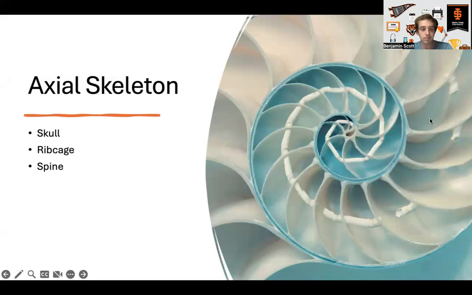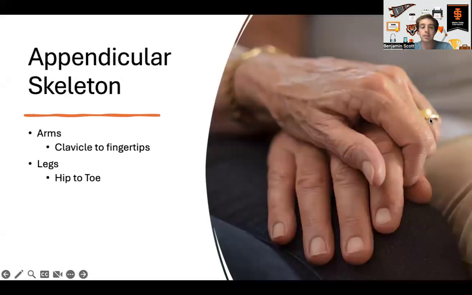So, your appendicular skeleton is everything in your arms. That starts at your clavicle and goes all the way to your fingertips. That includes your humerus, and just all the other bones, the ulna and radius, all the little fingers in your hands. The legs start at your pelvis and the 3 bones associated with the pelvis and go all the way down to the tips of your toes.